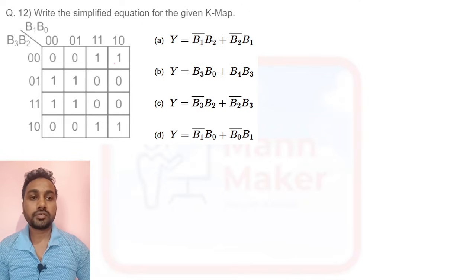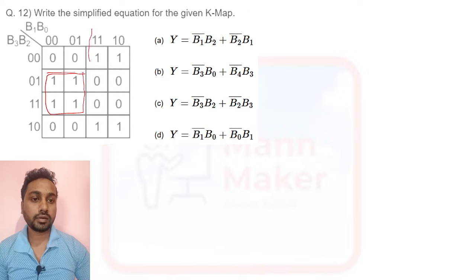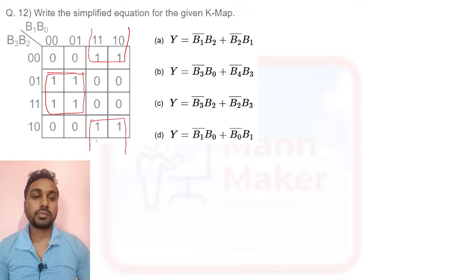Write the simplified equation for the given K-map. We have a K-map, and we need to find the equation. So you know K-map also. How do you need to do it? You need to make groupings. First, we need to find an octet of 8 ones. If there is no octet, we need to go for a quad, that is 4 ones. Here you can see this one we can make as a pair, and from here we can make 1 quad. So we have 2 quads in this K-map, and from here we can make the equation.